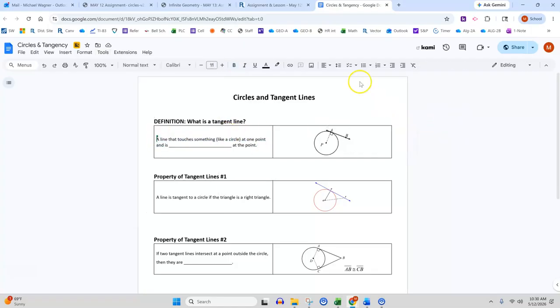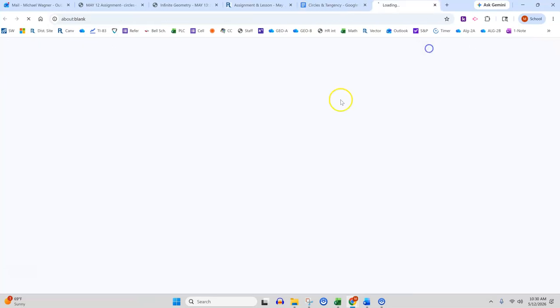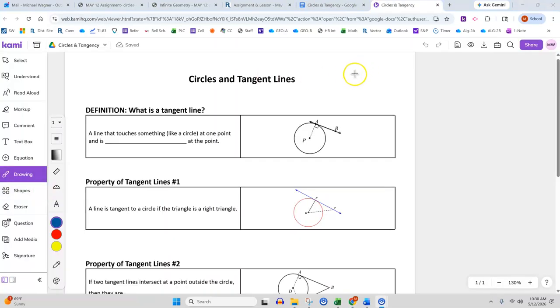Okay, so the first thing is I'm going to put this in Kami. So I open this in Kami so I can go ahead and take some notes. The first thing is, we've been studying circles so far, but now we're going to talk about lines that go right to the edge of the circle.